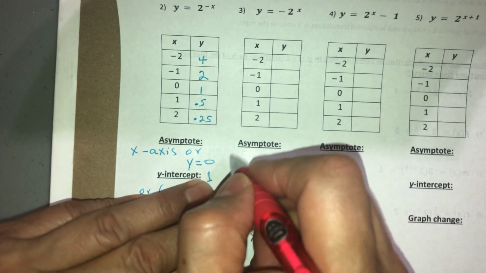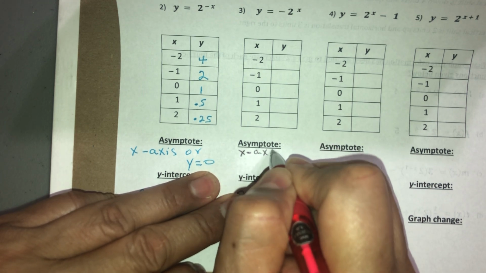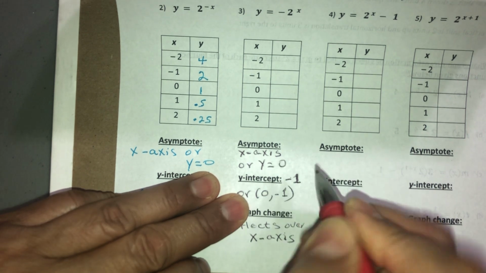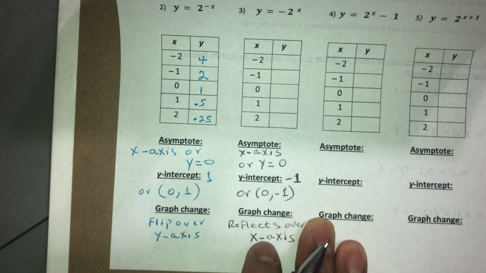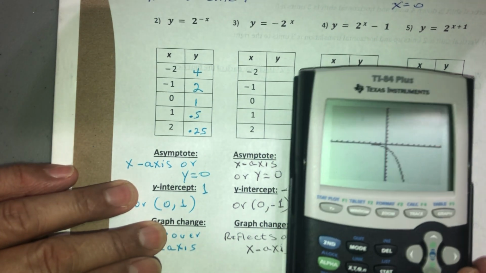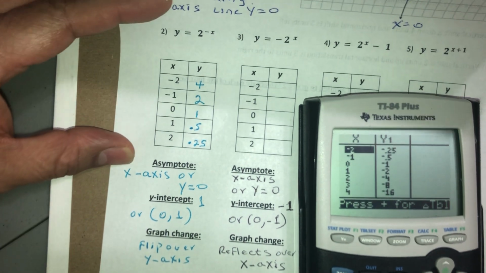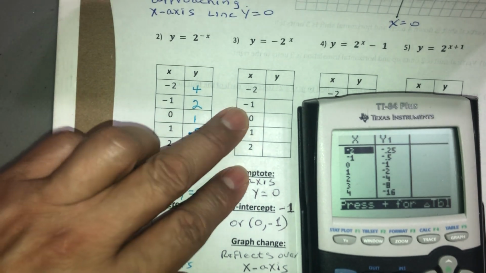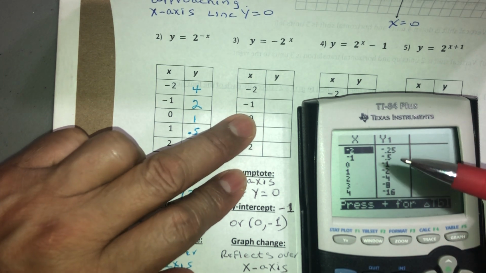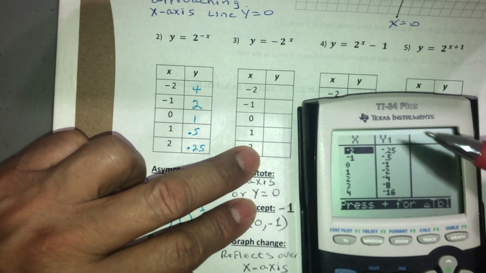Now the asymptote is going to be the same one. The x-axis, or the equation y equals 0. Now let's graph it and find the numbers. Okay, so because I already graphed, to get the values, I'm just going to go to second graph. And I'll be able to see that when x is negative 2, what do we have? Negative 0.25. When it's negative 1, negative 0.5. Then we have negative 1, negative 2, negative 4, negative 8. You see it's doubling up.